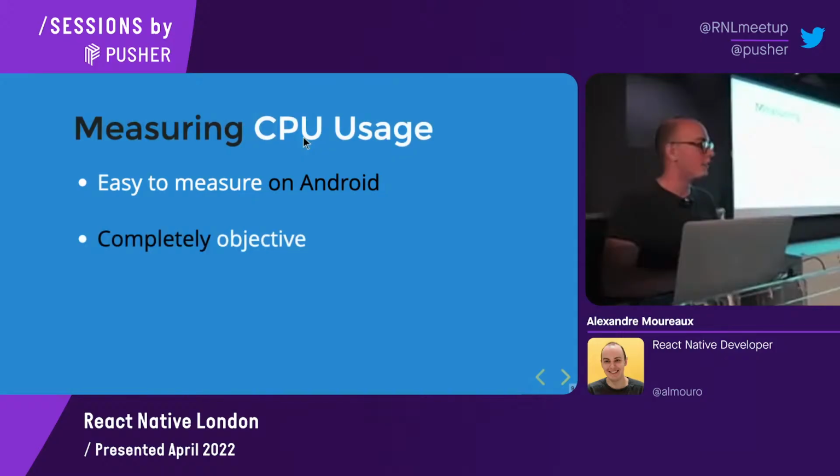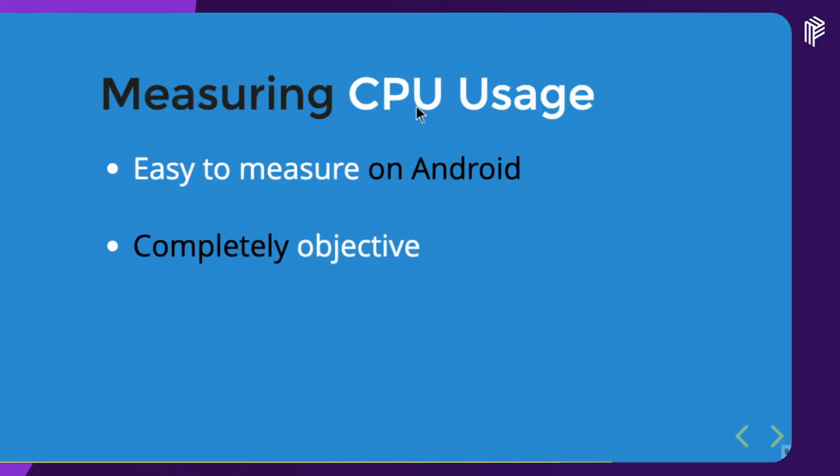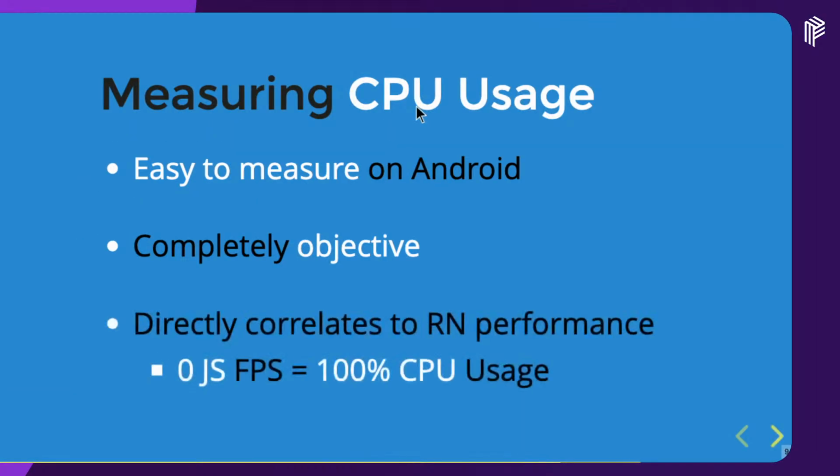It's completely objective. It doesn't depend on technology. You could compare React Native with non-React Native apps, or if you're doing a complete React architecture change, you could compare Fabric versus non-Fabric. Well, what's the CPU usage?